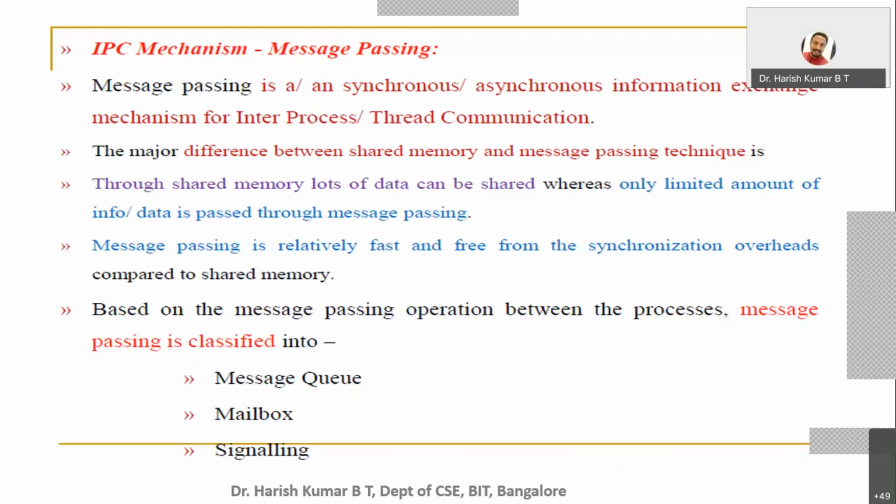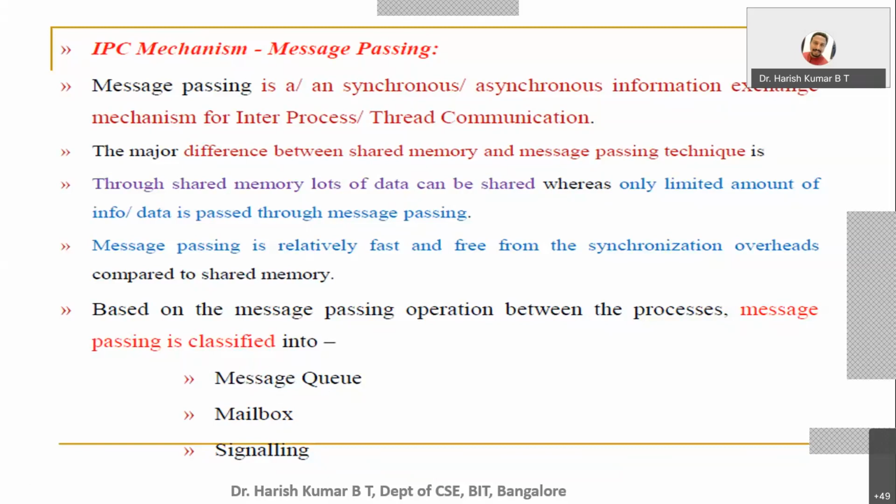And if the receiver is much faster than the sender, the receiver may try to read an empty shared memory. So what you have to do is synchronize: when the shared memory is full, block the sender, and when the shared memory is empty, block the receiver. This kind of synchronization is required. But in message passing, the synchronization overhead is a little reduced, though there also synchronization is required.